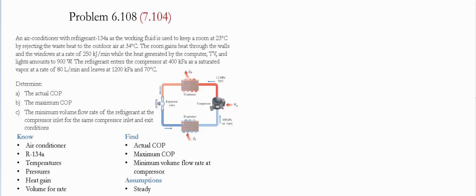The next step, we're going to evaluate the heat gained by the room, which must be equal to the amount of heat that is rejected by the air conditioning. That is simply Q dot L, which is the summation of the heat gained through the walls plus the heat from the equipment. The walls and the windows give a rate of 250 kilojoules per minute.